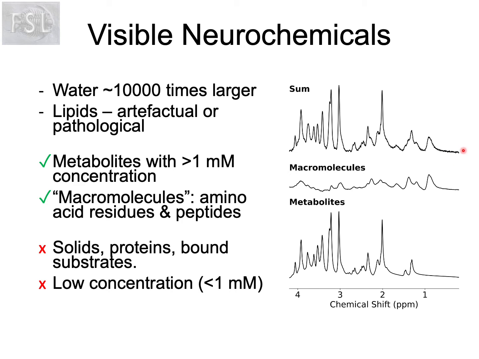We can then see certain metabolites with concentrations of around 1 millimolar or above, and this includes a subset of signals arising from the vast array of mobile amino acid chains and peptides in the body, and in MRS these are known as macromolecules. However, we can't detect very low concentration metabolites or solid substances, and this includes things bound to substrates or large relatively immobile molecules, such as whole proteins.